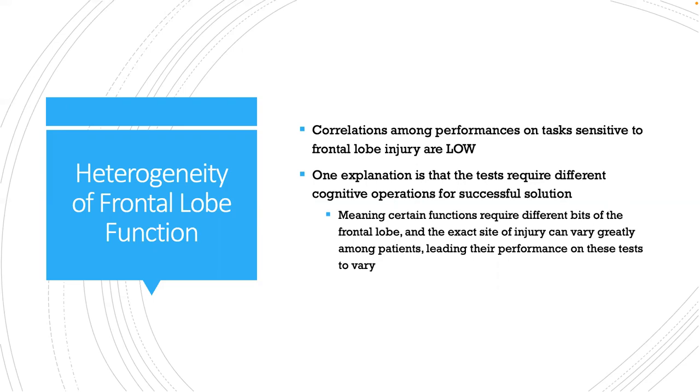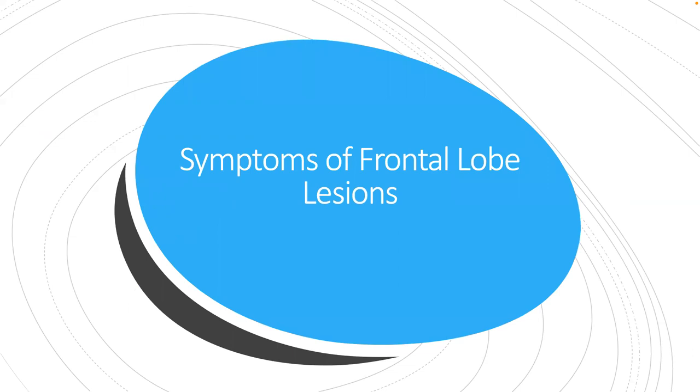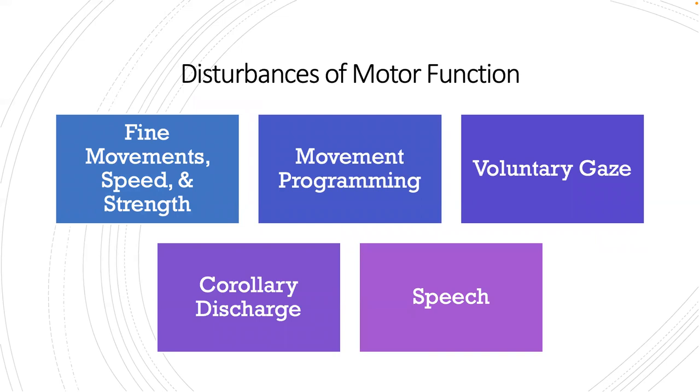All right. We'll start going through the symptoms of frontal lobe lesions. The first category is going to be disturbances of motor function, with fine movement, speed and strength, movement programming, voluntary gaze, corollary discharge, and speech.